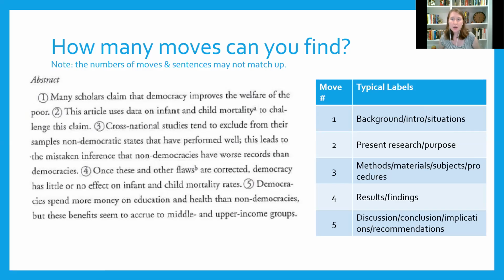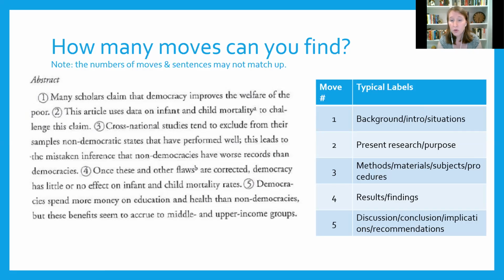Yeah, absolutely. I would say move number 4, we can find it in our last 2 sentences, 4 and 5. So we have the information about how democracy has little or no effect on the infant and child mortality rates, and then further information about how democracies spend their money and which groups tend to benefit from that. So I think we definitely have the findings in here.